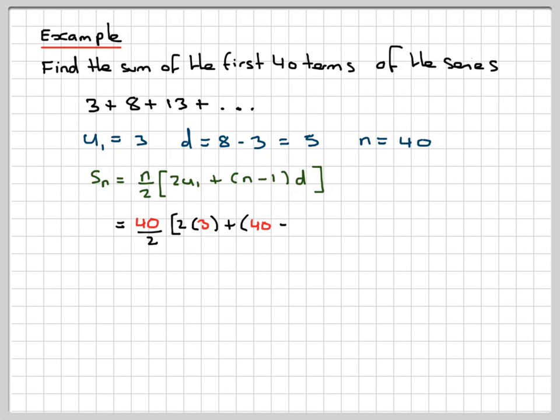Writing in all the information, we want the 40 terms, it's 40 over 2, 2 times the first term, which is 3, plus 40 take away 1 times 5. So it's going to be 20, brackets 6 plus 39 times 5. You can do this on your calculator, 4020. So there we have the introduction to an arithmetic progression. 3 formulas, one for finding a particular term, and 2 for finding the sum of a series.